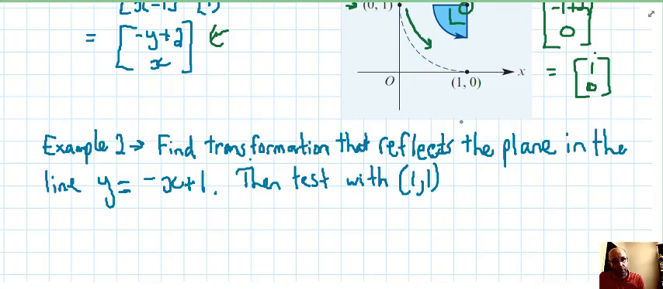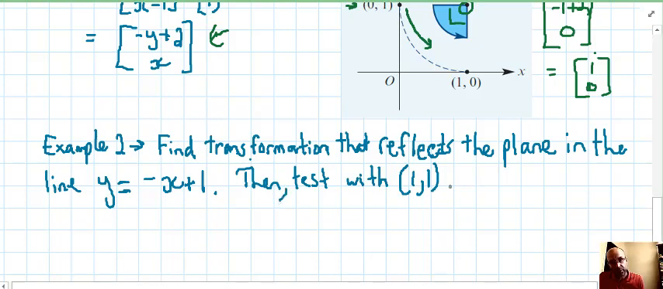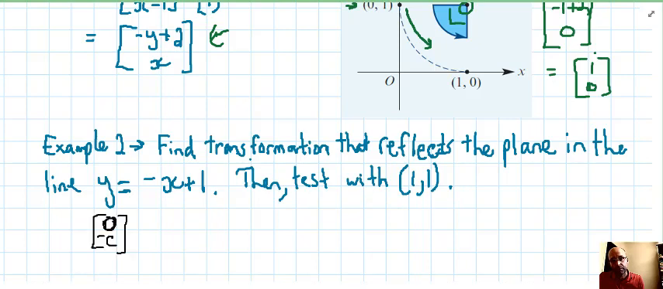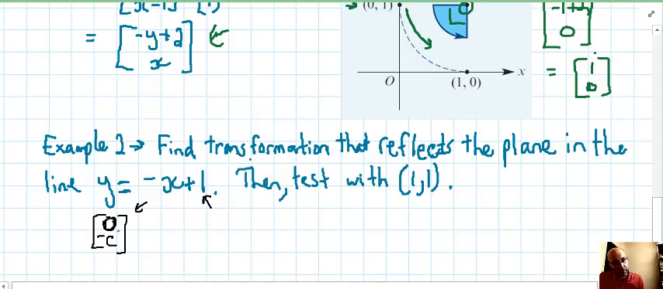Okay, so the second type: find the transformation that reflects the plane in the line y equals -x plus 1. Once we've done that, then we test with the test point 1, 1. Okay, step 1, we are not going through the origin, so this line is translated vertically by 1 because the y-intercept is 1. So what we need to do is use this matrix here, where c is the y-intercept, and apply that to translate the line down.